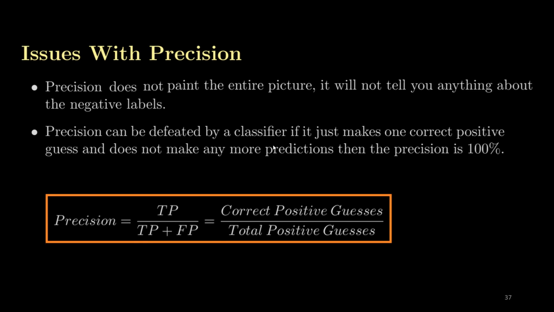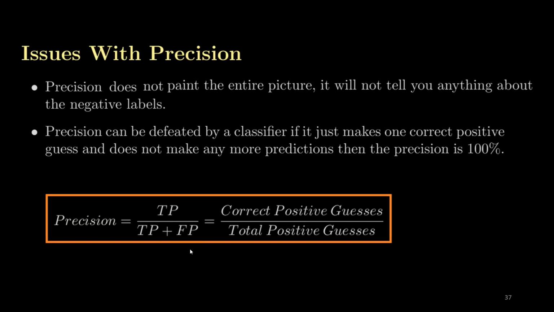Precision can be defeated by a classifier if it just makes one correct positive guess and does not make any more predictions, then the precision is 100%. So what happens if the model predicts one correct positive guess, that is the true positive, and after that it stops predicting anything? In that case, the precision is 100. So what happens if this value is 1 and this value is also 1, that is our correct positive guesses and total positive guesses are equal? In that case, precision will be 1, and in terms of percentage it will be 100%.